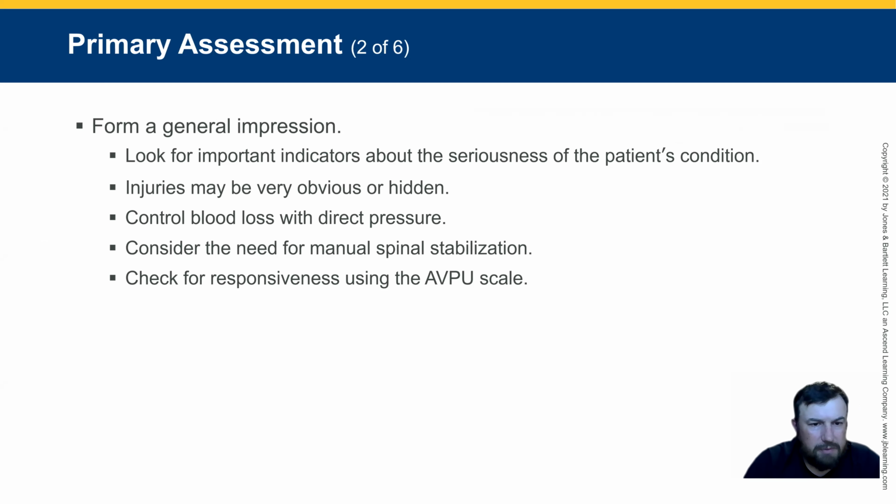Control blood loss with direct pressure. Consider the need for manual spine stabilization. Check for responsiveness using your AVPU scale.